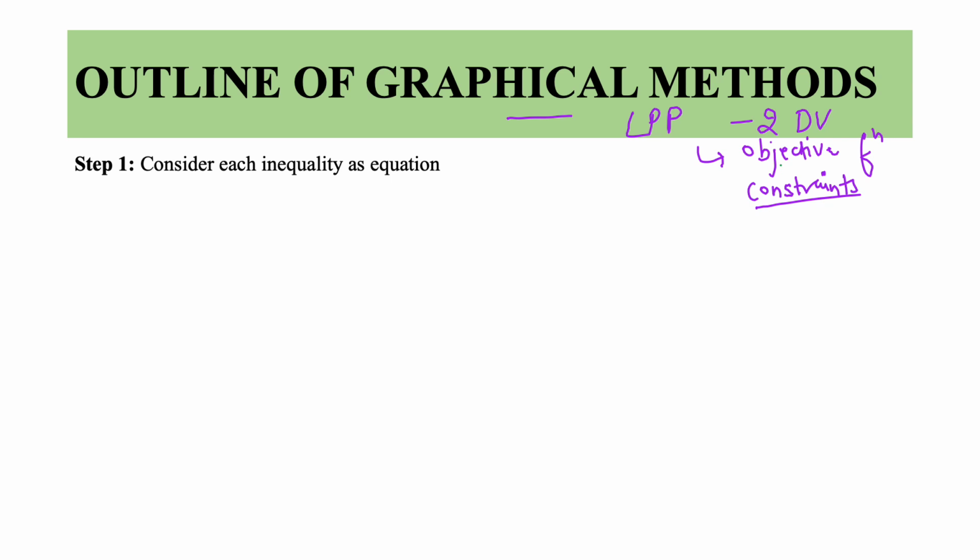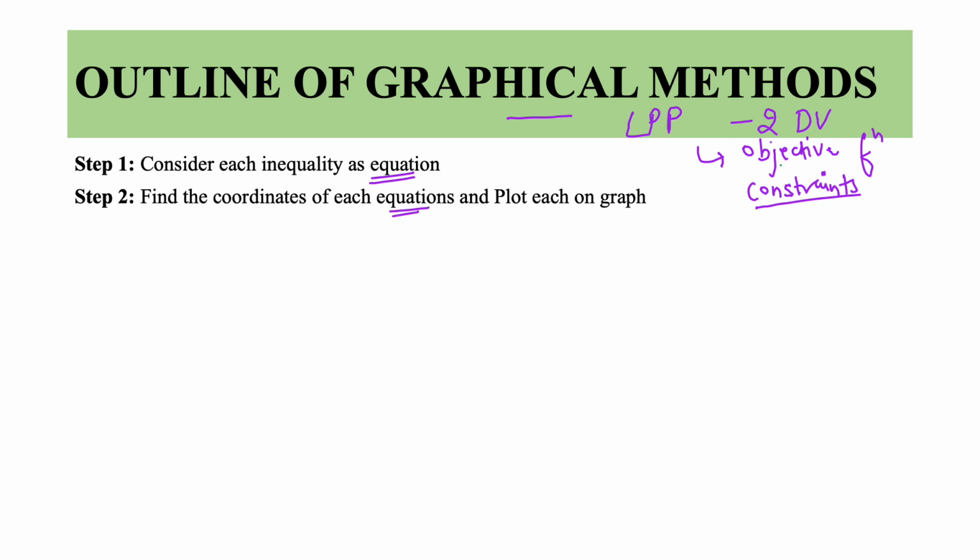So how can we solve these LPPs? The first step is to convert the inequalities. Constraint equations are mostly inequalities, so the first step is to convert all the constraints into the form of equations. The second step is to find the coordinates of each equation on the graph and plot a line for it. Since it's a two-dimensional problem, obviously we will get a line.